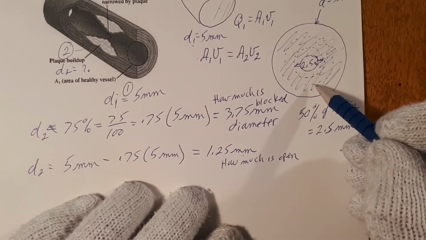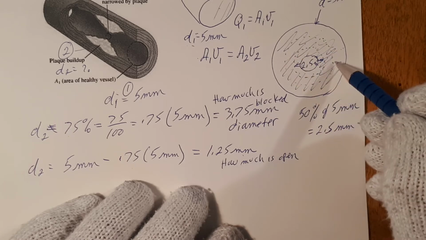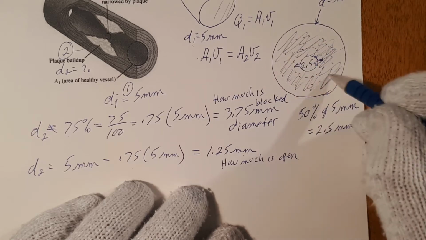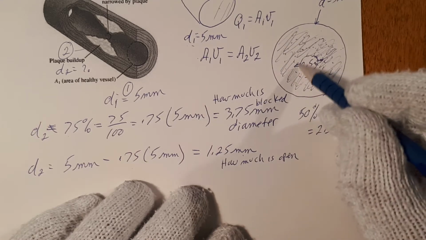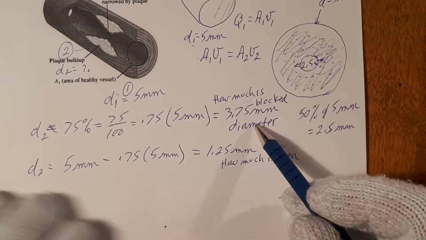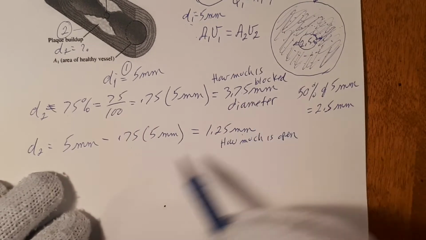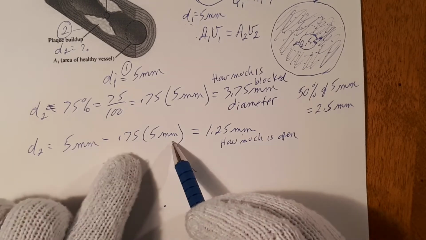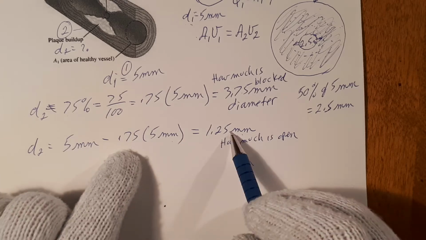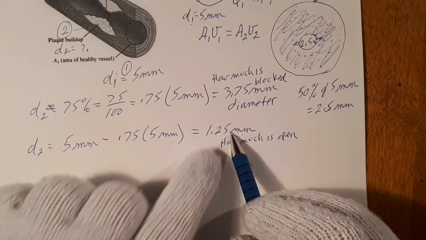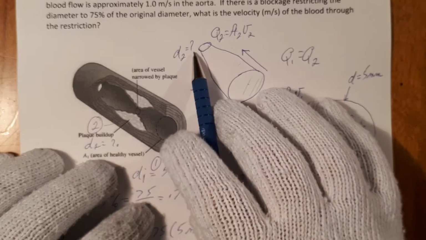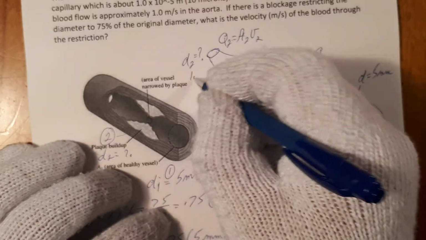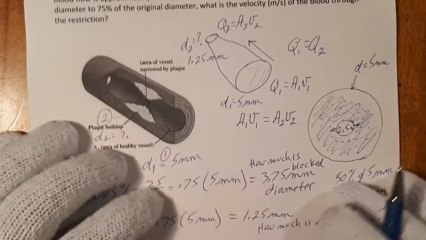This may be better described using areas. So 75% of this area is blocked. So all of this area here is blocked, and the area left over will be this portion. But I'm trying to stay with diameters. So in order to calculate D2, it's the original 5 millimeters minus the portion that is blocked, giving us an opening of 1.25 millimeters. That's D2 up here. The little opening that's left over would be 1.25 millimeters.